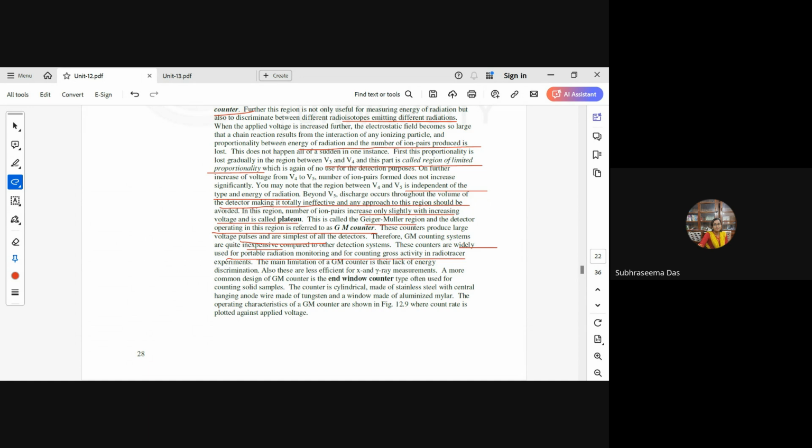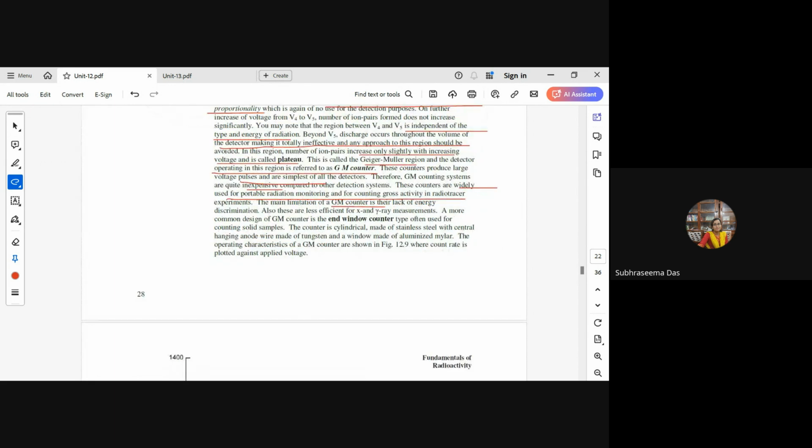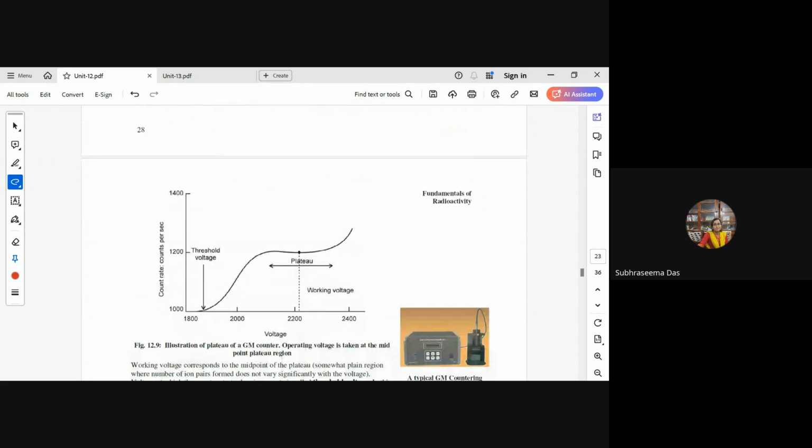Now, the main limitation of a GM counter is its lack of energy discrimination. Also, X-ray and gamma ray measurements are less efficient. So, to make GM more practically applicable, an end window type GM counter has been designed, which can also measure solid samples, and it uses a stainless steel wire. The characteristic working principle is shown in Figure 12.9.